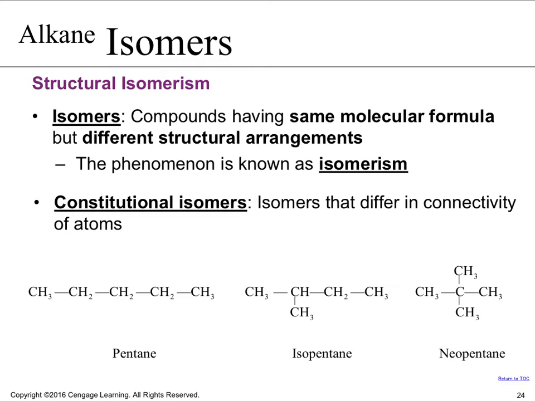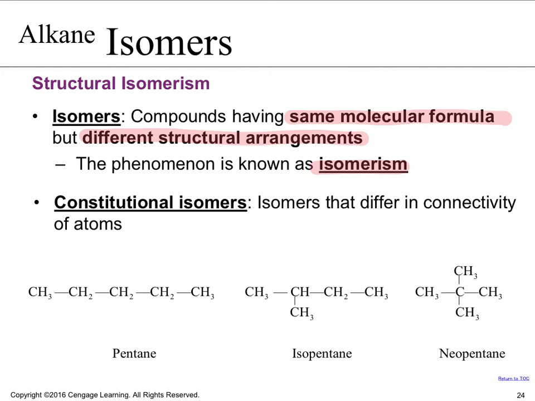In this video, we're going to talk about isomers, specifically for our alkanes. And isomers in general are going to be compounds that have the same molecular formula, so meaning the same number of carbons and hydrogens, but different structural arrangements. So we're going to have the carbons attached in different ways to give us our isomers. So this overall process here is known as isomerism.